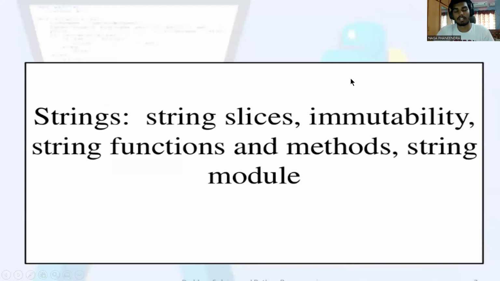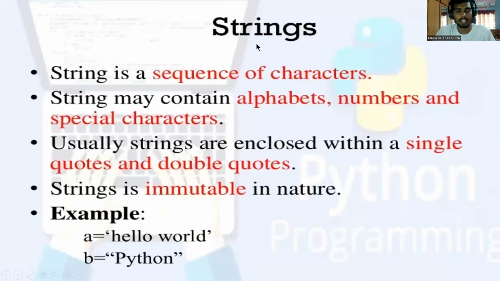So string consists of string slices and immutability, string functions and methods, and string modules. So first, strings. A string is a sequence of characters, and a string may contain alphabets, numerals, or special characters. Usually, strings are enclosed in single quotes or double quotes. Strings are immutable in nature. For example, A is equal to 'hello world', given in single quotes, so it is taken as a string. And B is given as "Python" in double quotes, so it is also taken as a string.